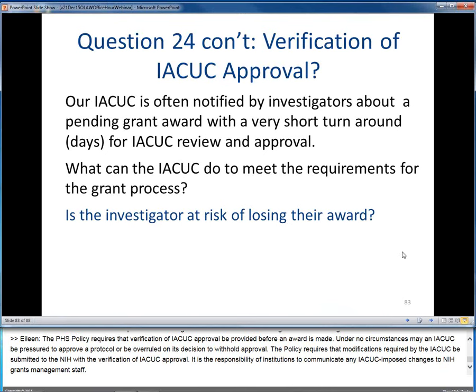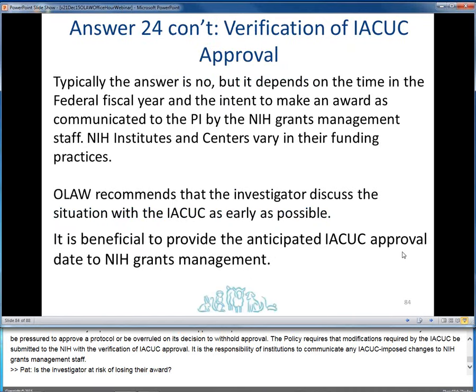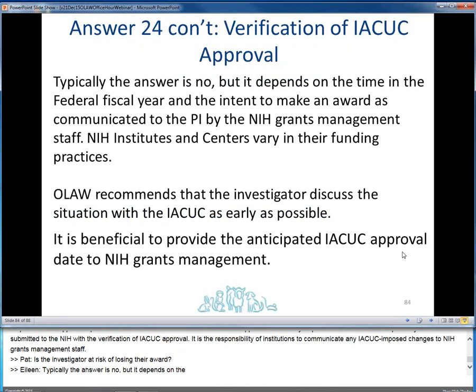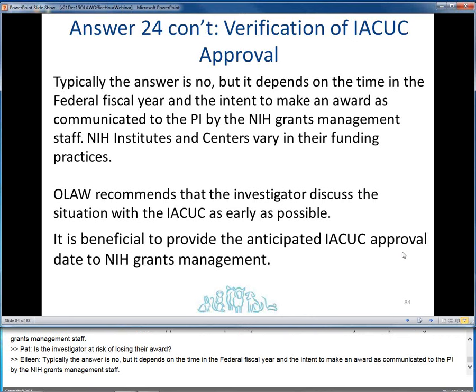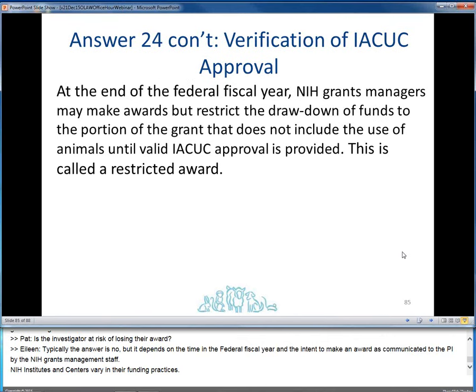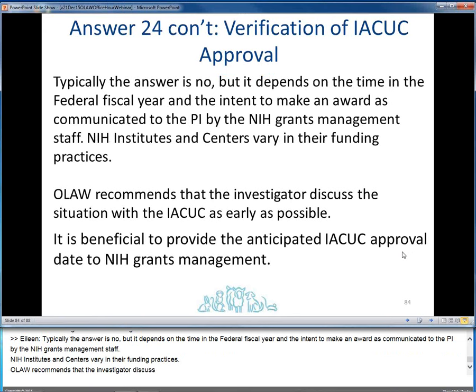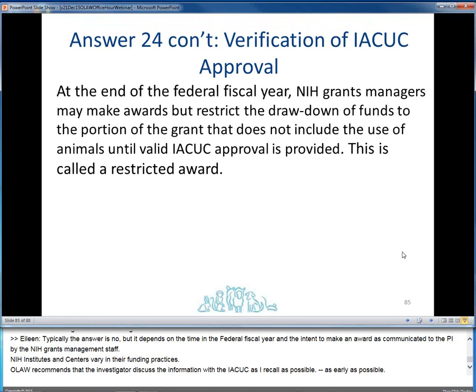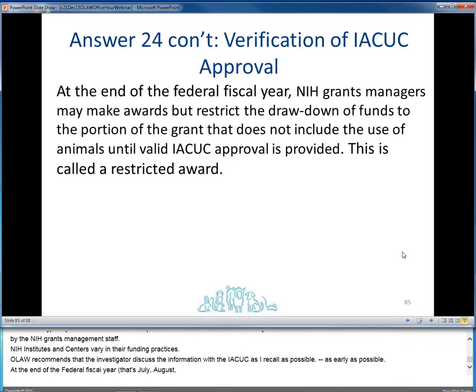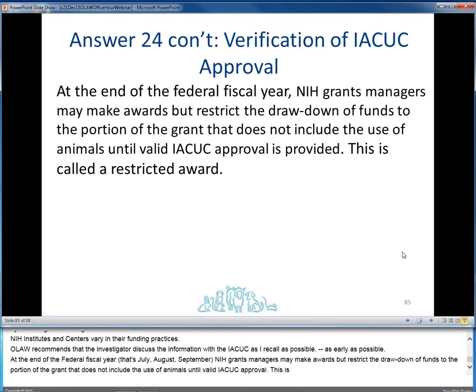Is the investigator at risk of losing their award, Eileen? Typically, the answer is no, but it depends on the time of the federal fiscal year and the intent to make an award as communicated to the PI by the NIH grants management staff. NIH institutes and centers vary in their funding practices. OLAW recommends that the investigator discuss the situation with the IACUC as early as possible. It is beneficial to provide the anticipated IACUC approval date to NIH grants management. At the end of the federal fiscal year, that's July, August, or September, NIH grants management may make an award but restrict the drawdown of funds to the portion of the grant that does not include the use of animals until valid IACUC approval is obtained. This is called a restricted award.